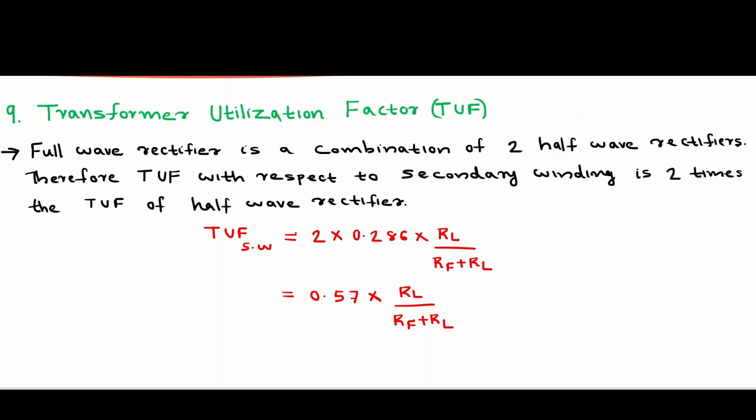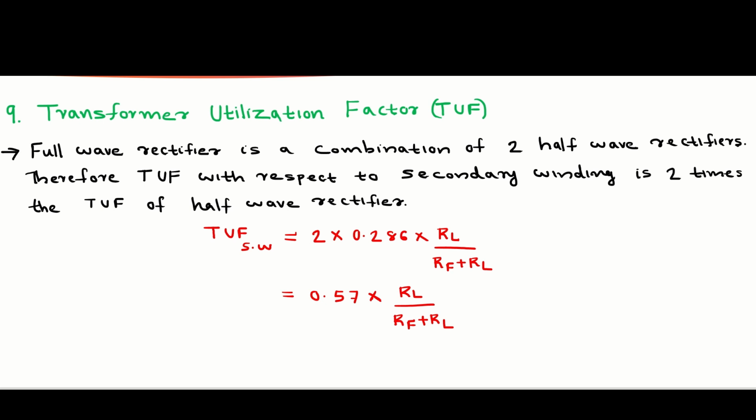And the next parameter is transformer utilization factor. The center tapped full wave rectifier is a combination of two half wave rectifiers, as we have seen in the working while I was explaining the center tapped full wave rectifier. So the transformer utilization factor with respect to the secondary winding is 2 times that of a half wave rectifier. We have to find the transformer utilization factor at the secondary winding as well as the primary winding. Finally, we have to average these values.